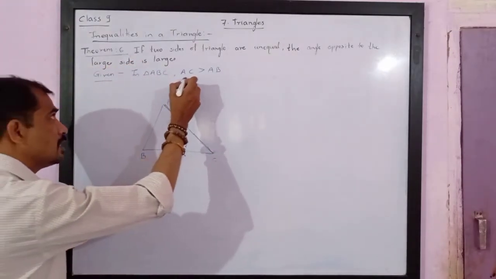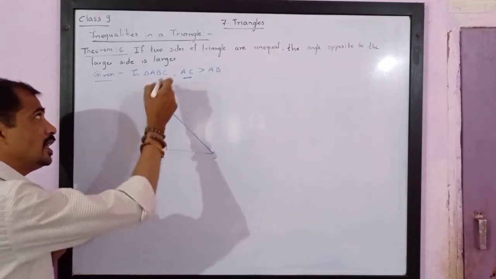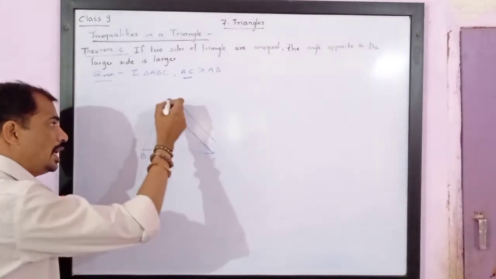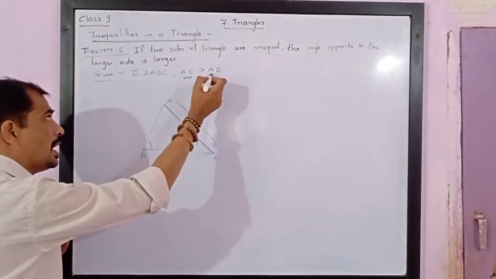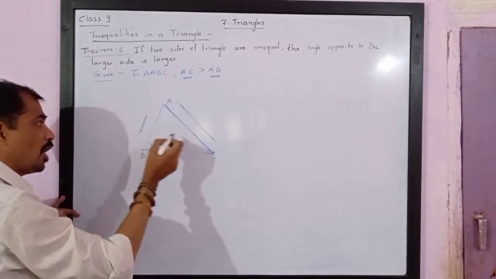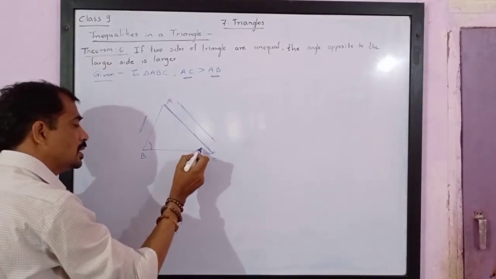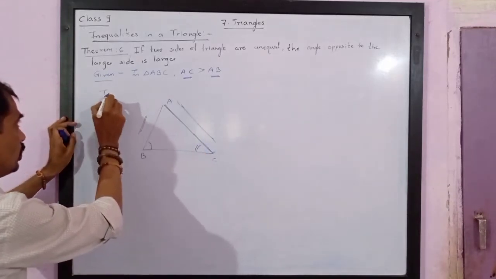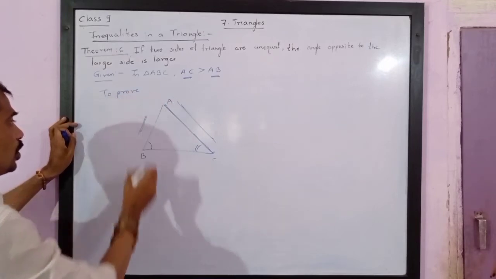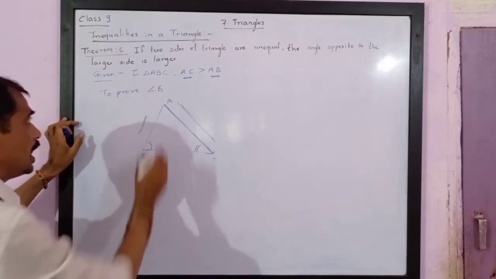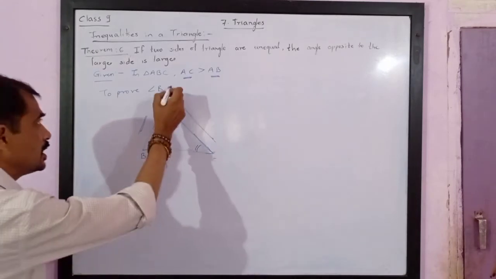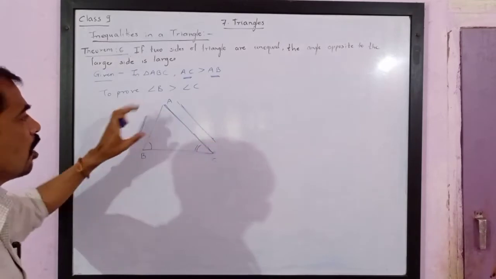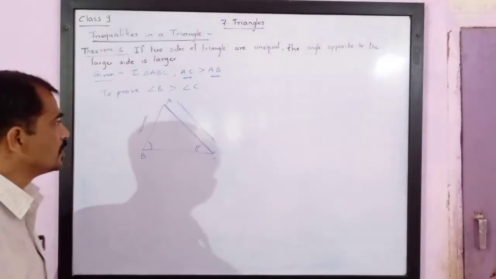So if AC is larger, it means the angle opposite to AC, this is AC, the angle opposite to AC is angle B. And the angle opposite to AB, this side is AB, is angle C. Now we are asked to prove that angle B, that is the angle opposite to AC, is greater than angle C, that is the angle opposite to the smaller side.